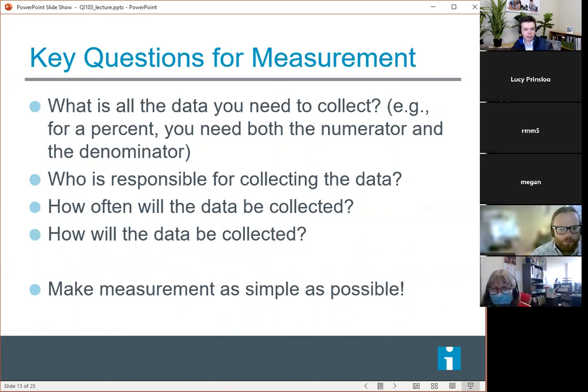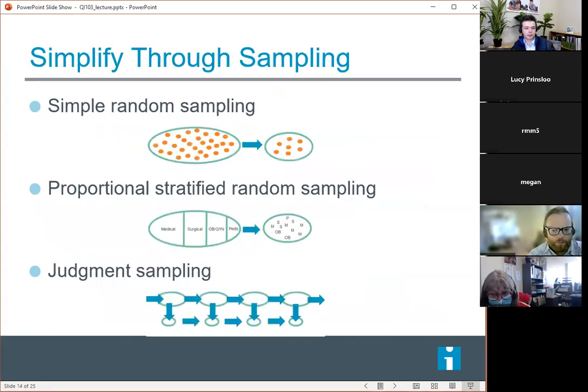You're going to think, what data you're going to collect, who's going to collect it, how often will it be collected, and how will it be collected? And also simplicity, of course, is the key thing. If it's a very difficult thing, then you're going to get junk data back. You need to make it easy. So one way you can make it easy is by actually reducing the amount of data you need to collect by not collecting everything. And I think this is something that's underutilized.